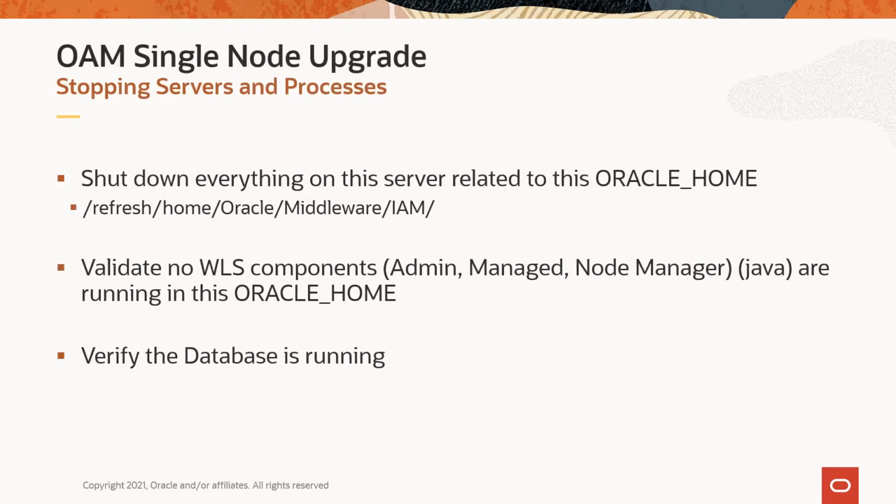Now we want to shut down everything on this server related to the OAM Oracle home that we'll be upgrading. Then validate there are no WebLogic components running in this Oracle home. Lastly, verify the database is running. If it is not, then it will need to be started. At this point in our environment, we have stopped all the Java processes being used for this Oracle home and have verified that the database is up and running.